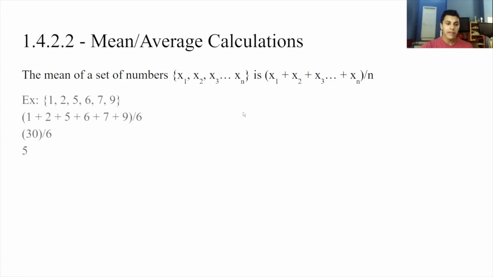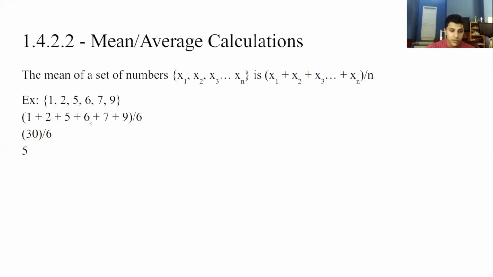So here I have a set of data: 1, 2, 5, 6, 7, and 9. This is also another way of writing data, just in little curly brackets, and this is how you signify what numbers you have. Then my pieces of data are 1, 2, 5, 6, 7, and 9. So what I'd have to do is add them up in parentheses, 1 plus 2 plus 5 plus 6 plus 7 plus 9, and then divide that by the total number of terms I had. Since I added 6 numbers, I divide by 6.